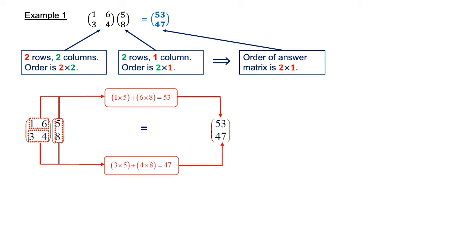If I go to the second row, so 3 times the 5, you're always multiplying across the matrices, and then you add as you work your way down. So 3 times 5 is the 15, and then 4 times 8 is 47, and that is placed in the bottom. So that's how I would do this 2 by 2 times a 2 by 1 matrix.